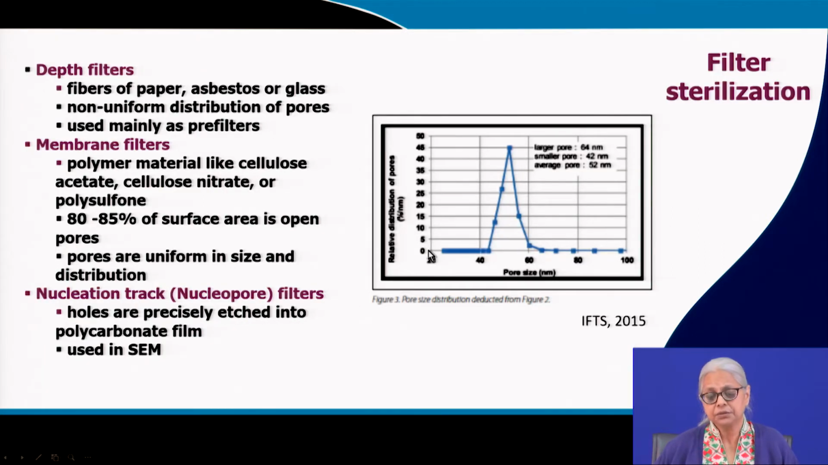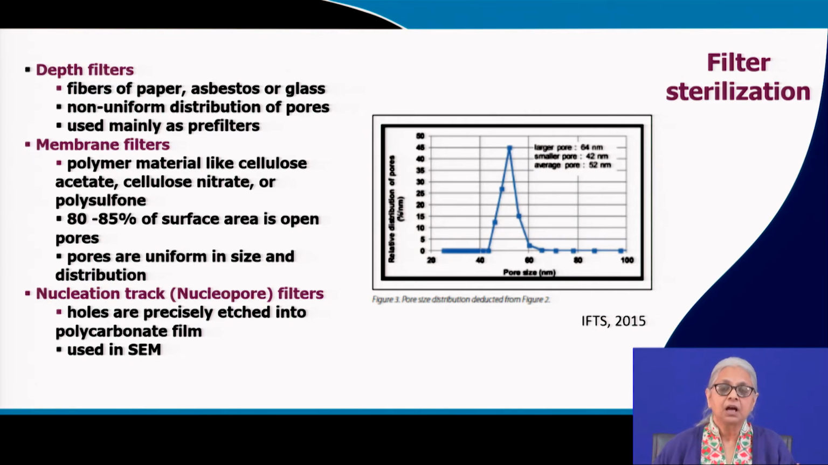What you see here is the pore size distribution for any given filter. This is for a particular brand, and you can see the pore sizes are in the nanometer range. This is actually a very uniform pore size distribution because the smallest one is 42 nanometers and the largest one is 64 nanometers with an average of 52 nanometers. Now this is a very tight pore size distribution, but if you think about depth filters, you will get a much wider distribution of pore sizes.